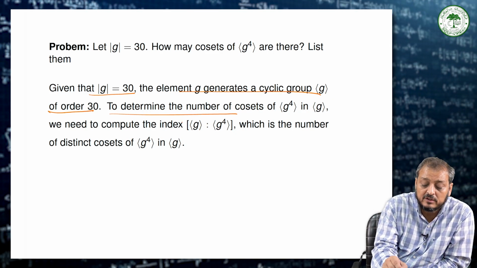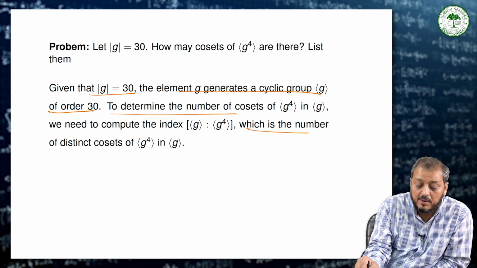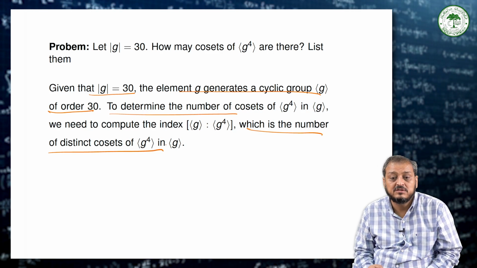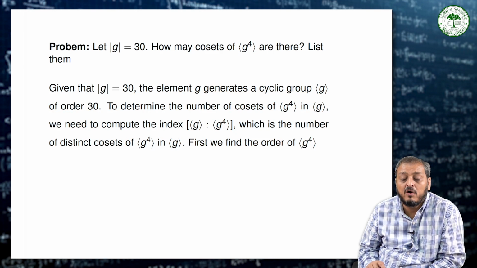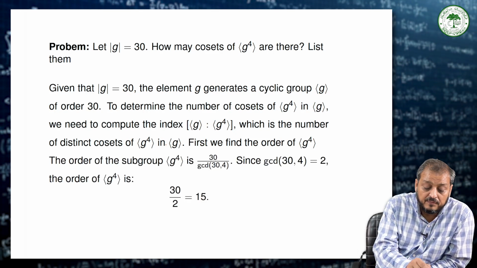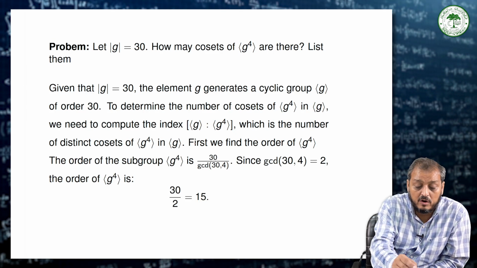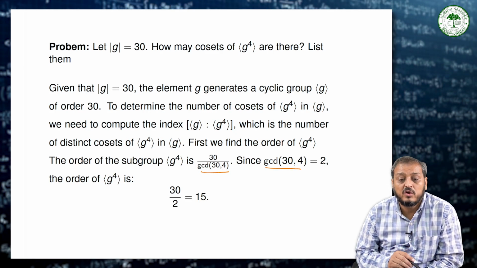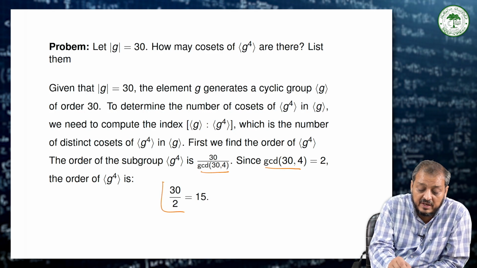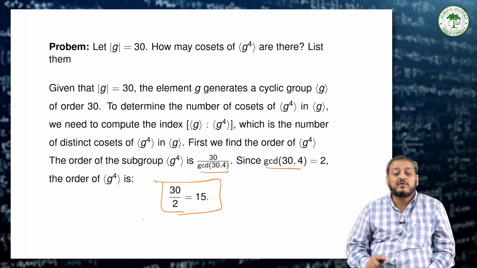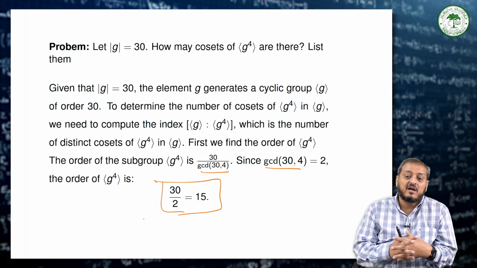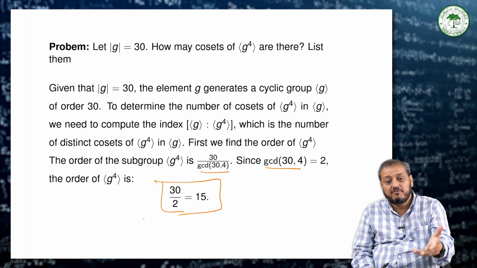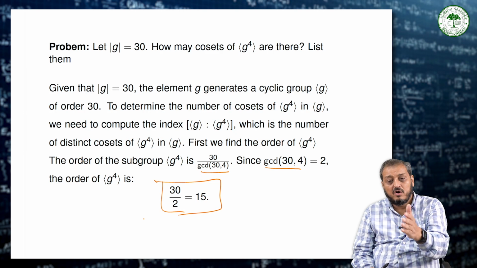We need to compute the index, which is the number of distinct cosets of g to the power 4 in the group generated by g. So first we find the order of the generator. The order of g is 30, and since the GCD of 30 and 4 is equal to 2, the order of g to the power 4 is 30 by 2, which is 15. So there are 15 distinct cosets of g to the power 4.